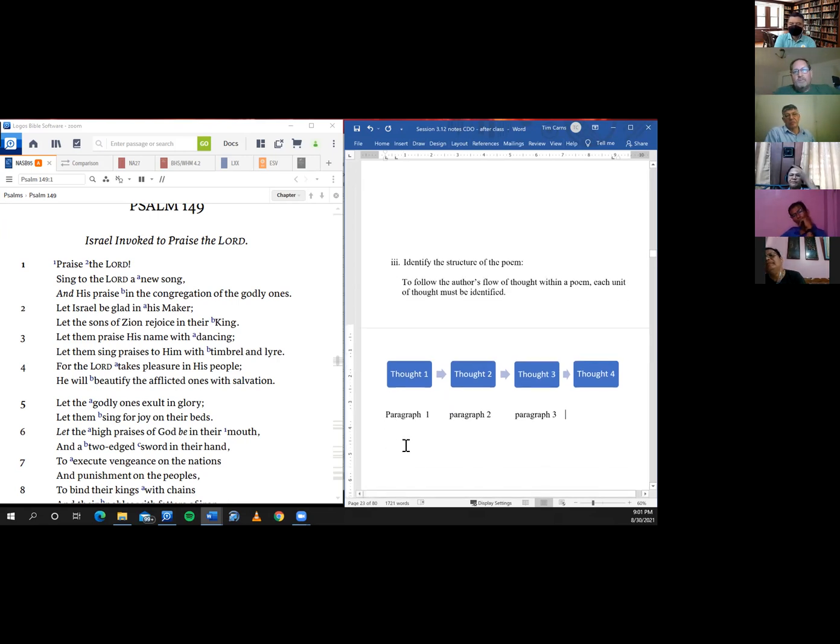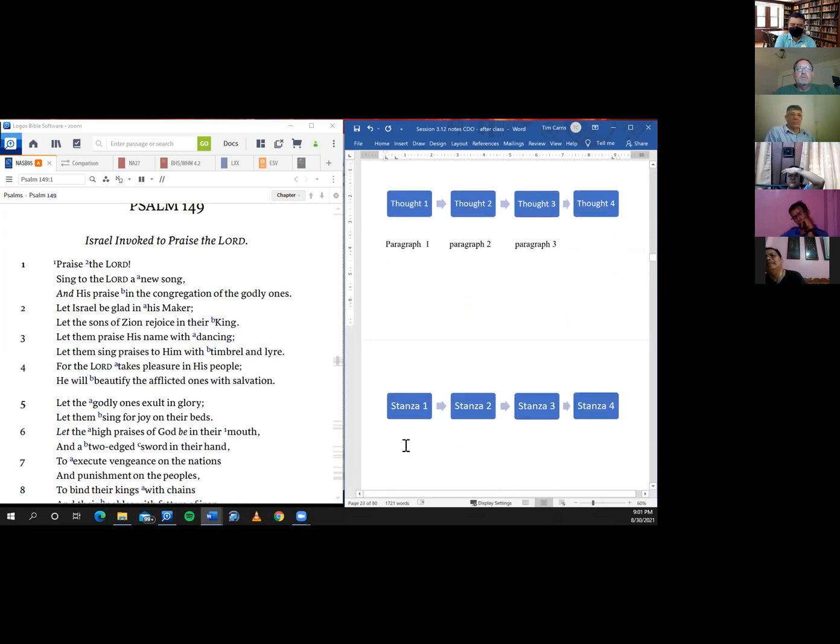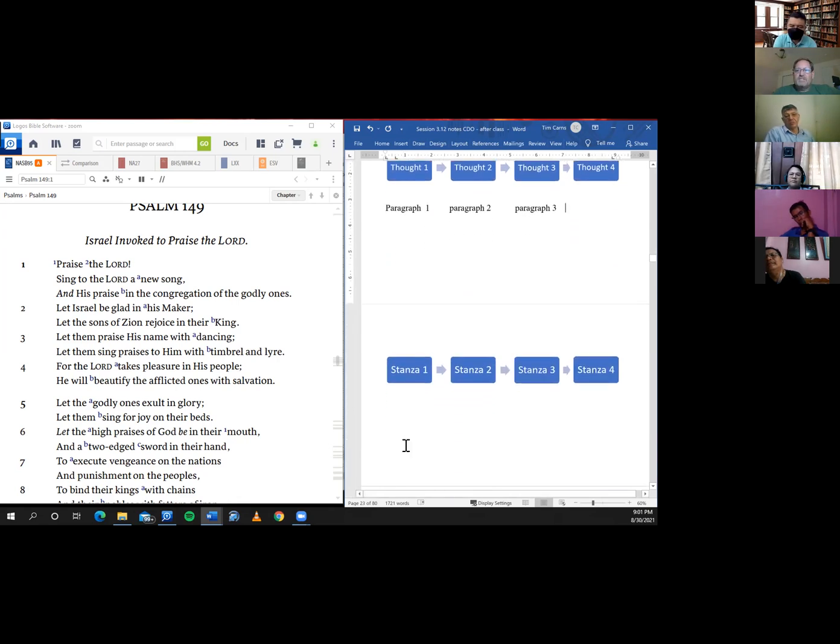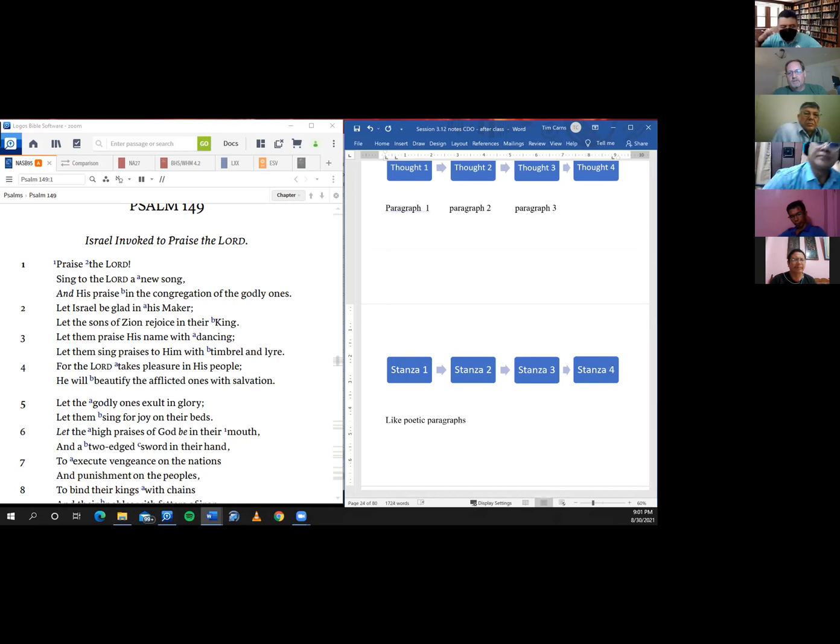In poems, in poetry, the author writes in the form of stanzas. Okay, each stanza in a poem represents a unit of thought. And every poem will have at least one stanza, but often they will have a few stanzas. You could think of them as poetic paragraphs, really. All right, where each is a unit of thought.